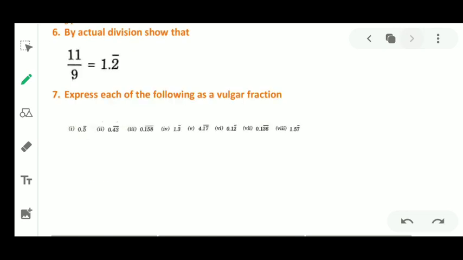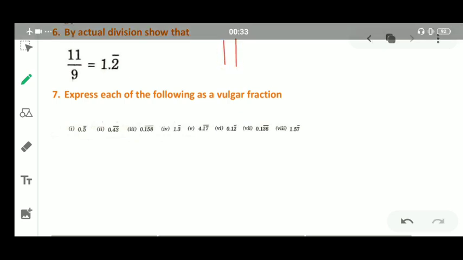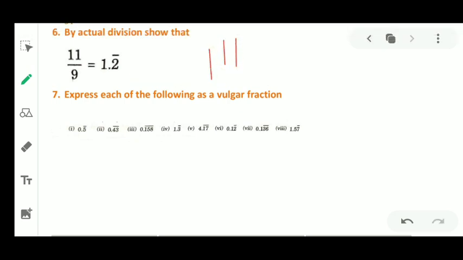Now question number 6. By actual division, show that 11 by 9 equal to 1.2 bar. Here you have to divide the number 11 by 9. Then you have to prove whether 11 by 9 is 1.2 bar or not.